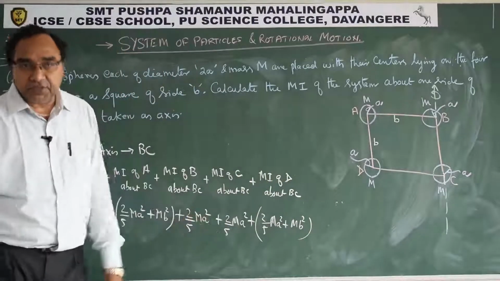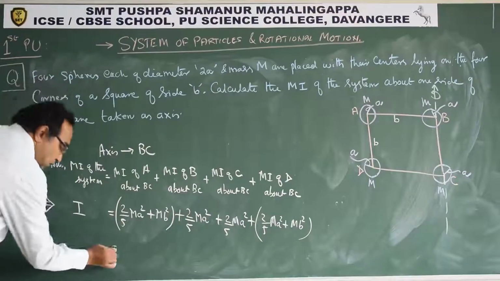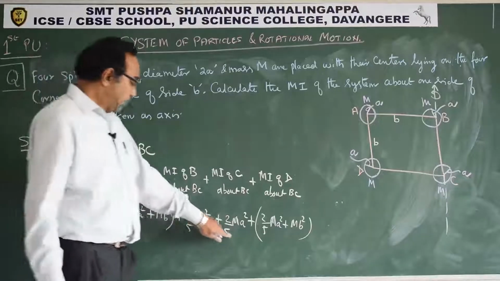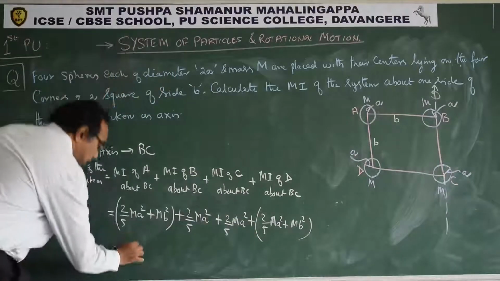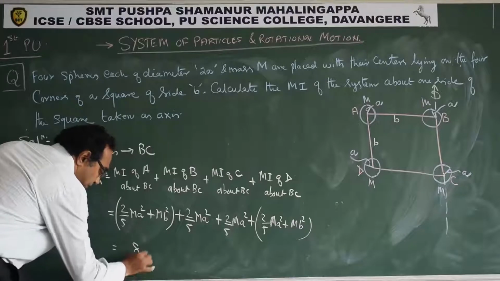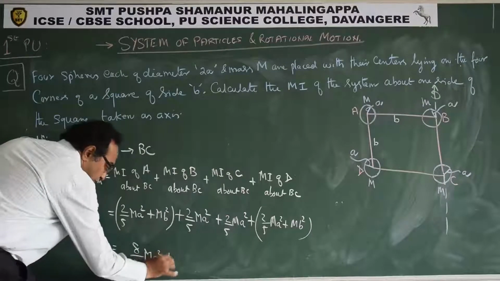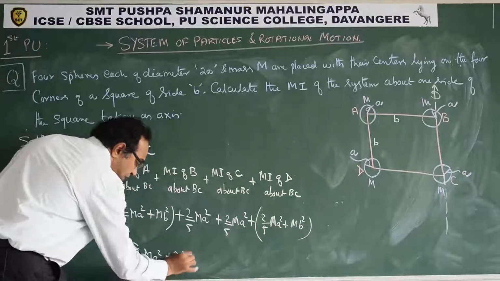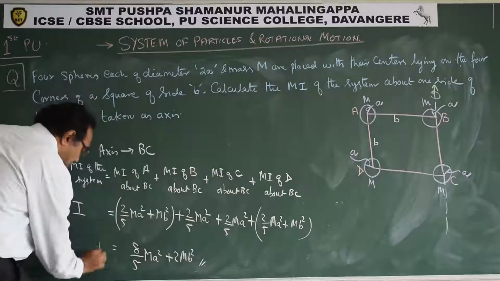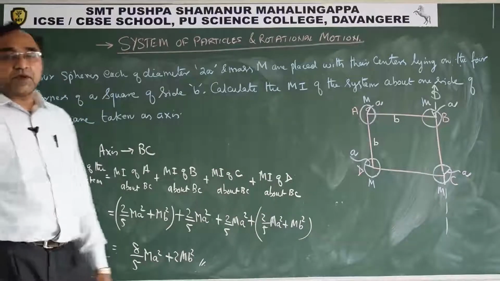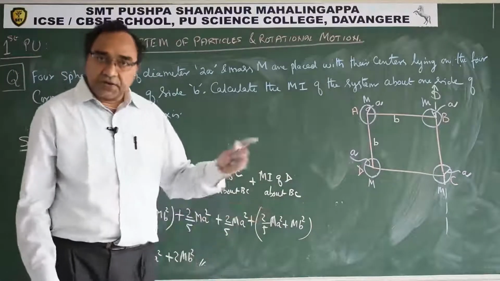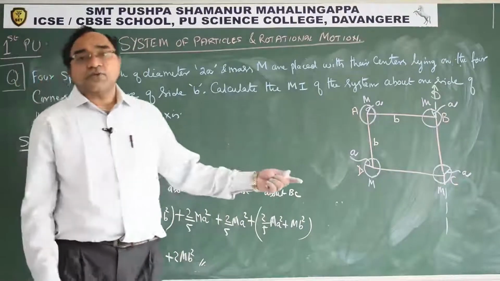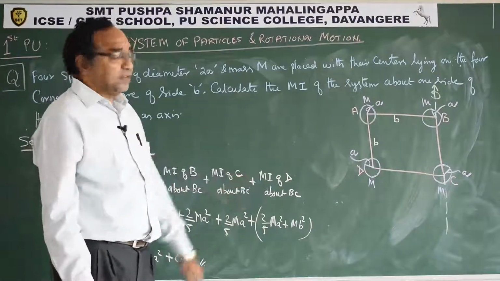Please understand, it is conceptual. Finally, what do we get? 2 by 5 ma square, 4 times: 2, 4, 6, 8. So we get this as 8 by 5 ma square plus mb square plus mb square, 2 times mb square. That is exactly how we can find the moment of inertia for such a distribution of masses, and here the axis is also different. Please understand this question properly.